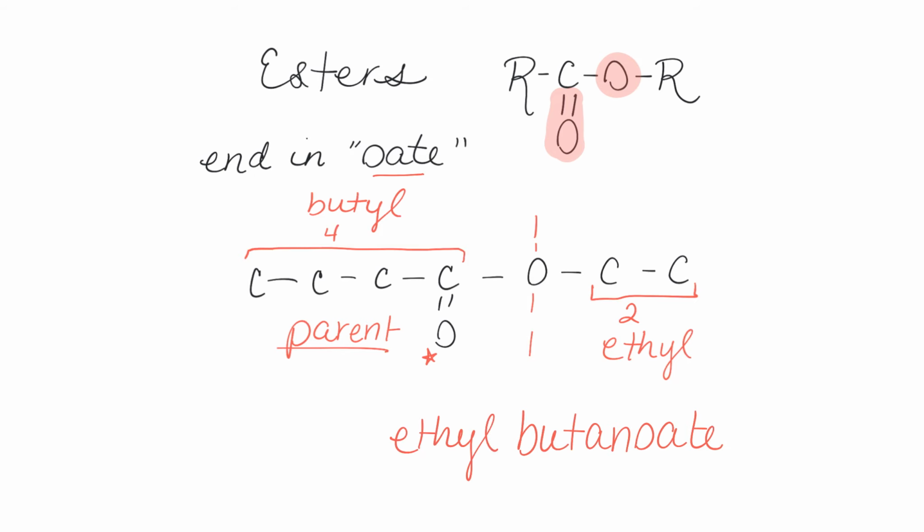So ethyl butanoate. Let me say that again. I split this in half at the oxygen, and I counted carbons on both sides. So butyl, ethyl. The side that has the carbonyl, the double bonded oxygen, is going to be the oate side. So this side is a branch. Ethyl butanoate.